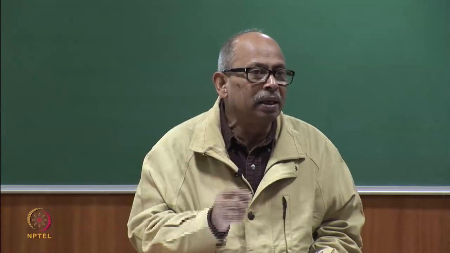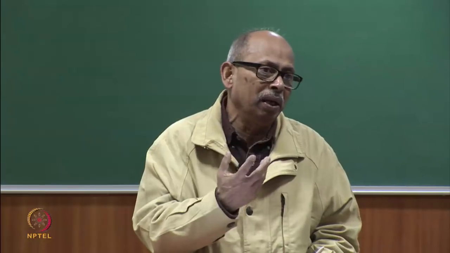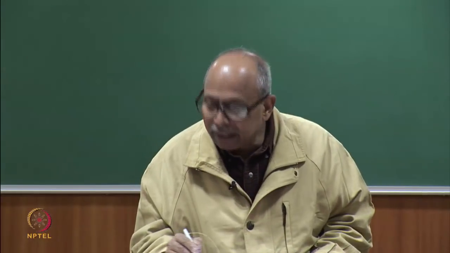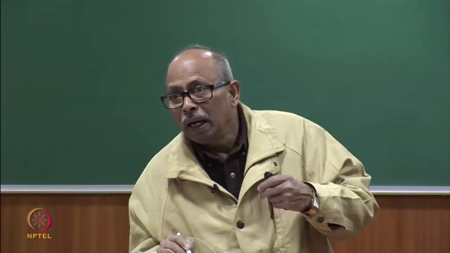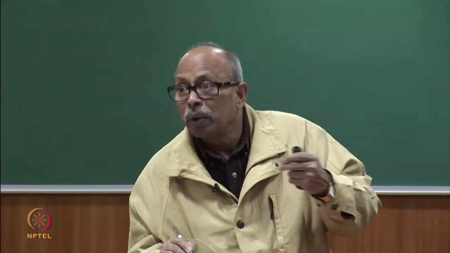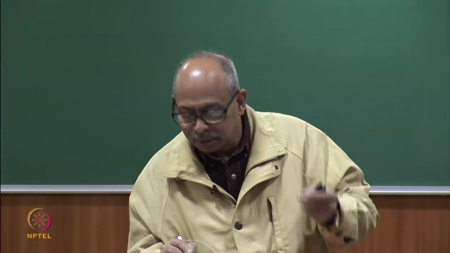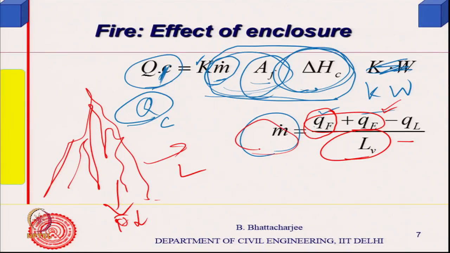So, it is the latent heat required to generate unit mass of the volatile. This is the total heat available divided by the heat required to generate unit mass. So, if I divide by this, I get the mass flow rate. So, that is what it is, right.